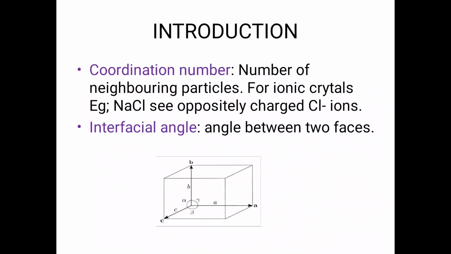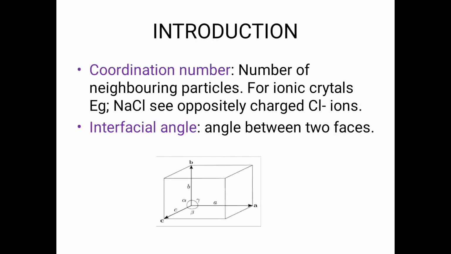Now, coordination number. Number of neighboring particles is the coordination number, as we have seen in coordination compounds. Now, when it comes to solid state, we will study ionic solids. So that time what you need to see? The oppositely charged ions. If you have sodium, you will look at the surrounding oppositely charged chloride ions. Calcium fluoride: if you see calcium, you have to see the surrounding fluoride ions. That is called coordination number. You will get to see the pictures in the later slide.